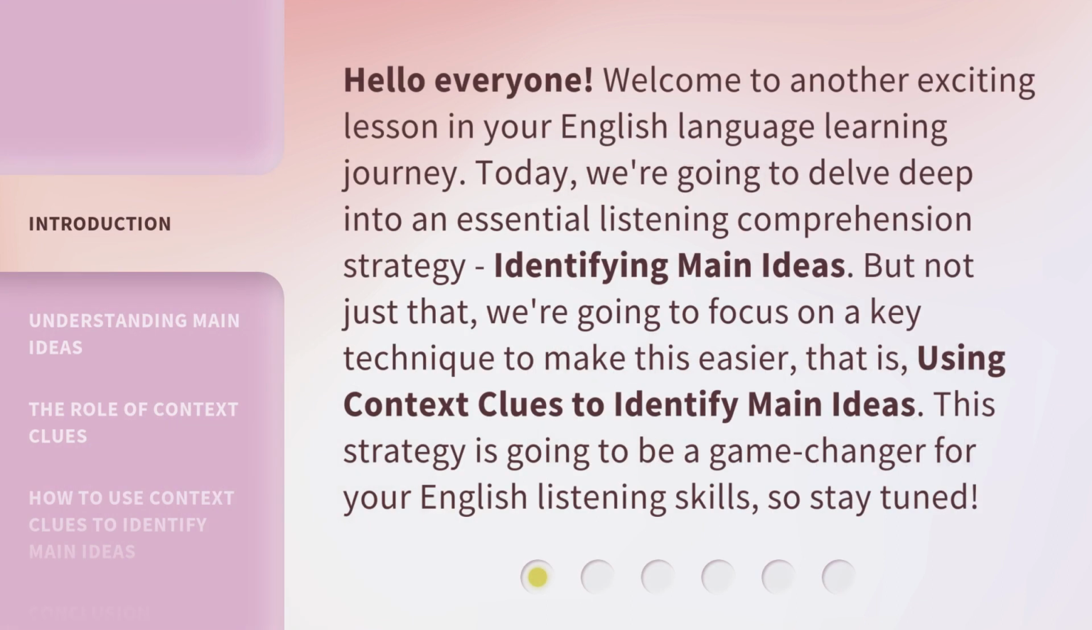Hello everyone. Welcome to another exciting lesson in your English language learning journey. Today, we're going to delve deep into an essential listening comprehension strategy, identifying main ideas. But not just that, we're going to focus on a key technique to make this easier, that is, using context clues to identify main ideas. This strategy is going to be a game changer for your English listening skills, so stay tuned.